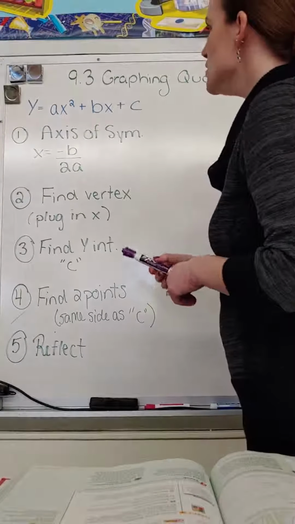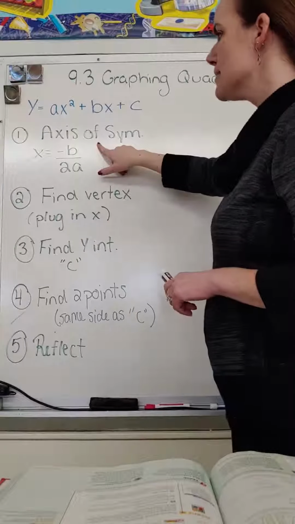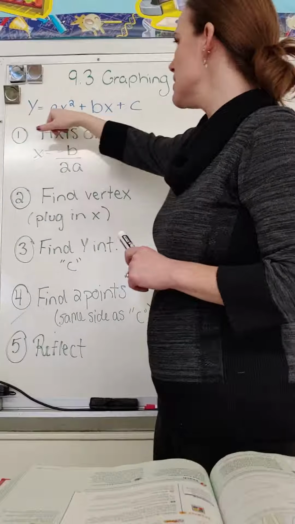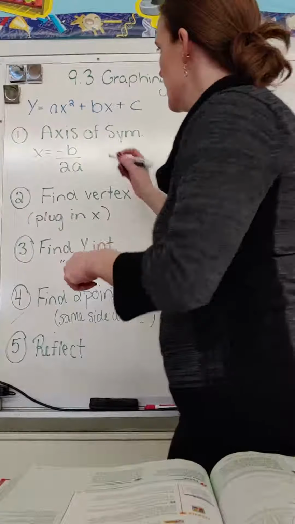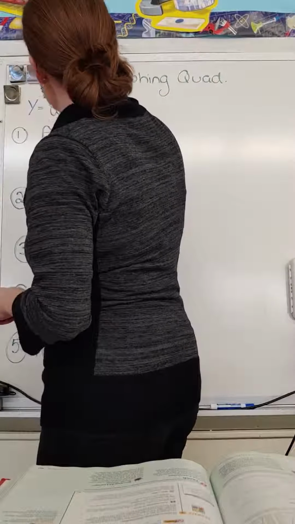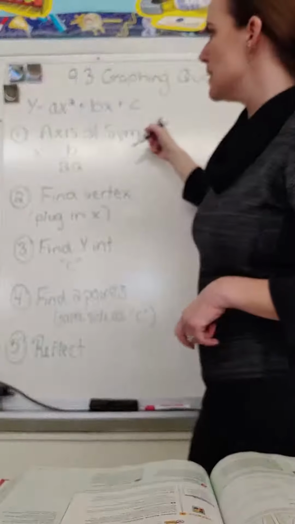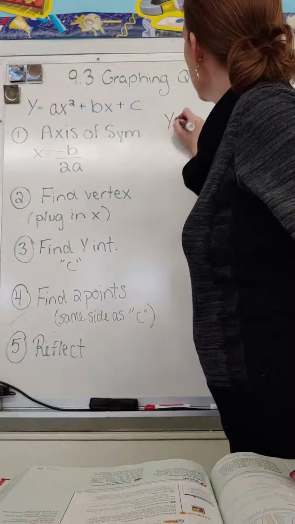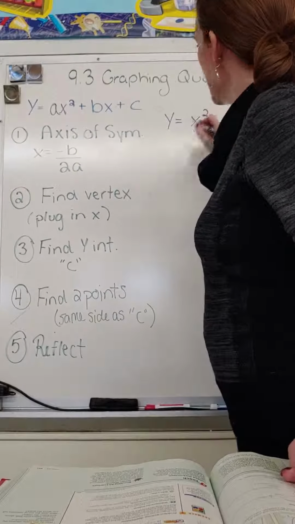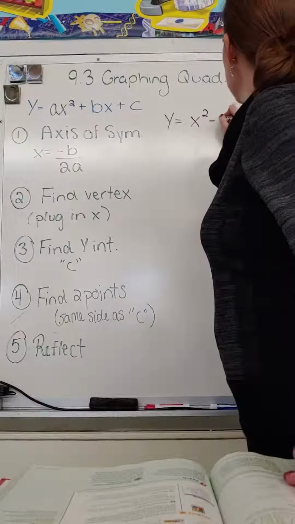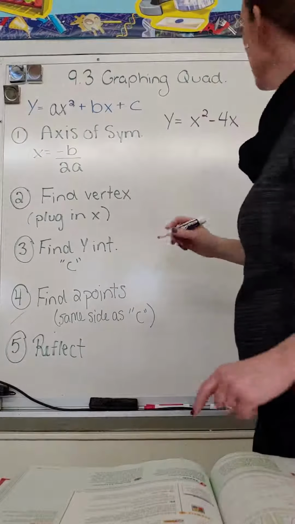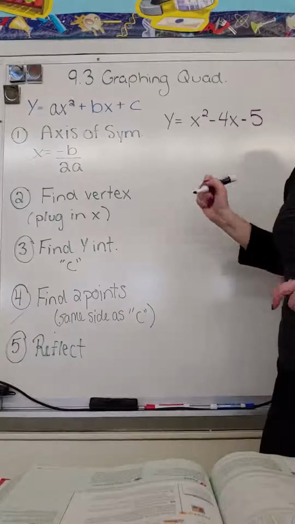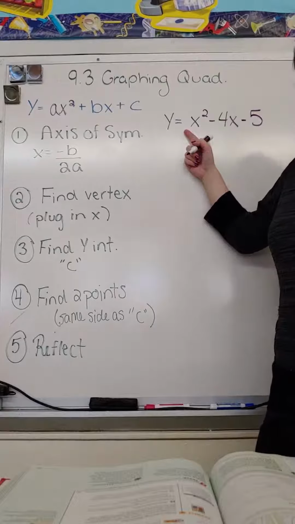You need to first start off by graphing the axis of symmetry. Now, your quadratic equation is always going to be in this format, ax squared plus bx plus c. So here's an example. If I have y equals x squared minus 4x minus 5.